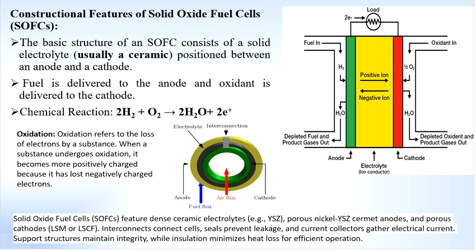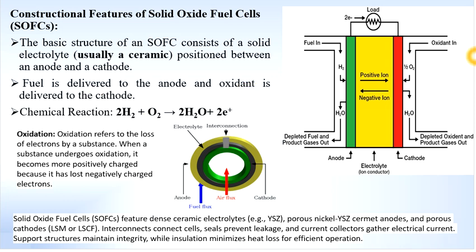In this lecture we will see the solid oxide fuel cells, their constructional features mainly, along with their working. In this type of fuel cell, we have the anode outside and the cathode inside, which is in green color, and in between we have the electrolyte, which is a solid electrolyte. The electrolyte is not liquid here; it is of solid type, usually ceramic, positioned between anode and cathode. Fuel is delivered to the anode, and the oxidant, that is oxygen, is delivered to the cathode.